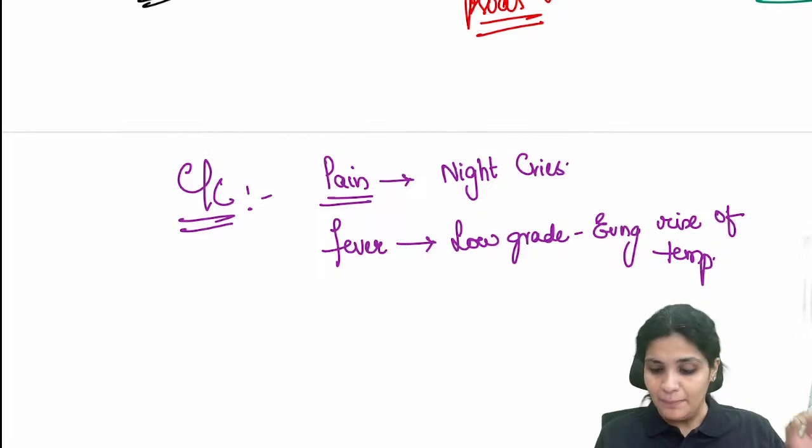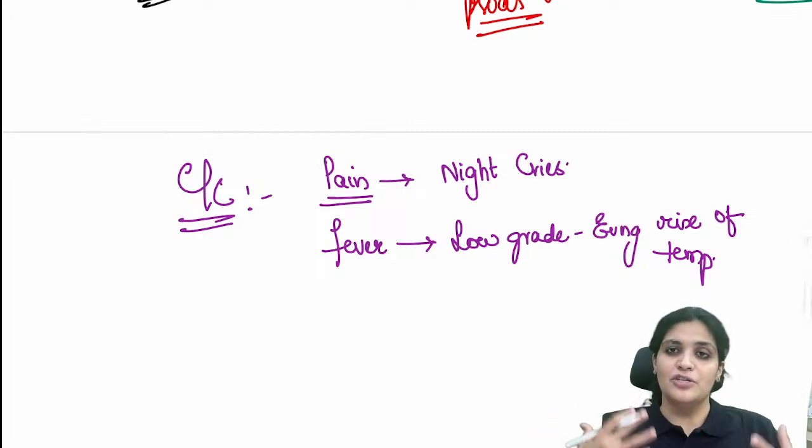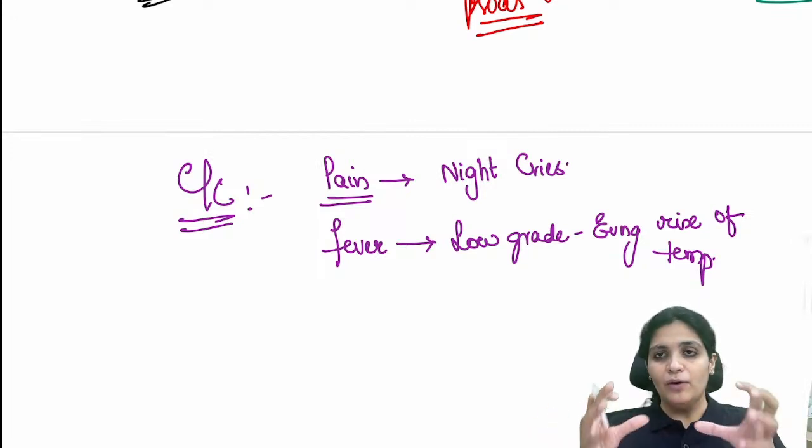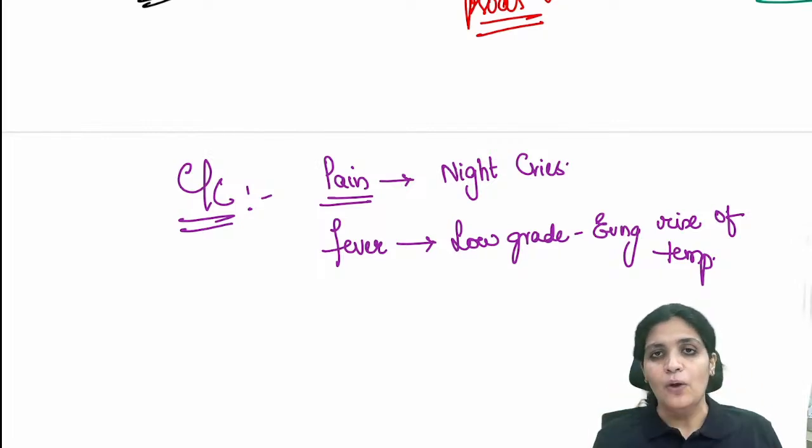So these are typically called the night cry, right? Usually at night, as we sleep, the body gets relaxed, so the muscle also relaxes, and then the patient will feel the pain. And in the morning, what happens? The muscle gets so stiffened that it will not allow the movement of the vertebra.